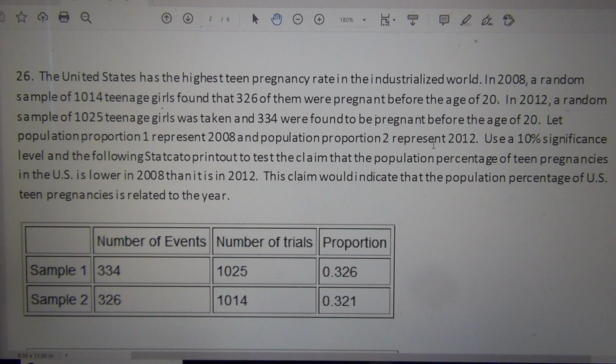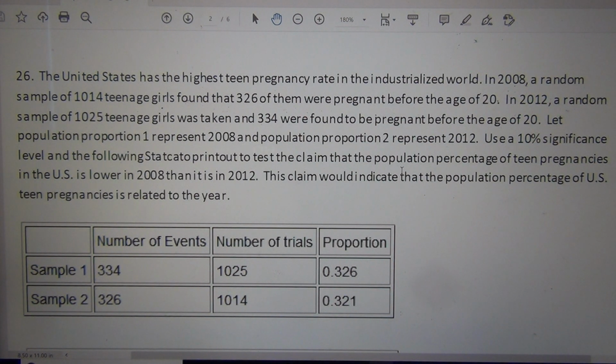Let population proportion 1 represent 2008 and population proportion 2 represent 2012. Use a 10% significance level and the following Teachout printout to test the claim that the population percentage of teen pregnancies in the U.S. is lower in 2008 than in 2012. The claim would indicate the population percentage of teen pregnancies is related to the year. So we're basically testing that the percentage of teen pregnancies is lower in 2008 than it is in 2012.